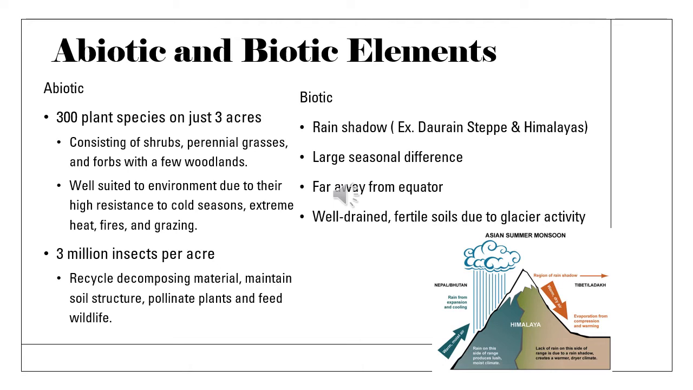This biome is home to a lot of diversity among the biotic elements. Up to 300 plant species could be found on just 3 acres. Most of these plants consist of shrubs, perennial grasses, and forbs. Depending on the precipitation received, this biome can support more woodland features as well. The reason grasses and forbs are found so commonly in this biome is the resistance to cold seasons, extreme heat, fires, and grazing. As many as 3 million insects can be found per acre.